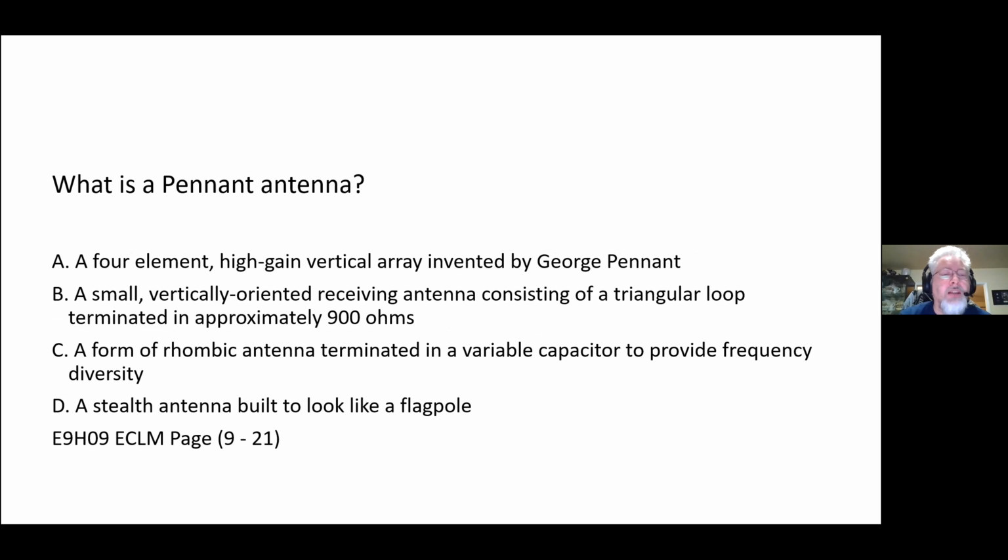What is a pennant antenna? A, a 4-element high-gain vertical array invented by George Pennant. B, a small vertically oriented receiving antenna consisting of a triangular loop terminated in approximately 900 ohms. C, a form of rhombic antenna terminated in a variable capacitor to provide frequency diversity. Or D, a stealth antenna built to look like a flagpole. Bravo. Correct answer is Bravo.